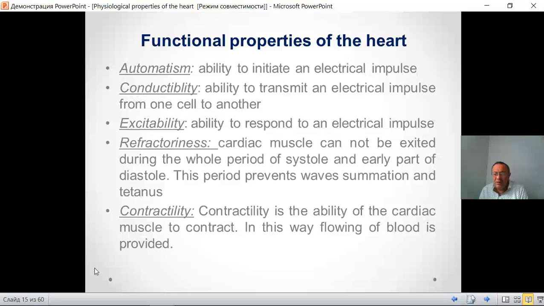Refractoriness: cardiac muscle cannot be excited during the whole period of systole and the early part of diastole. This period prevents wave summation and tetanus. And contractility: the ability of the cardiac muscle to contract. In this way, the flow of blood is provided.